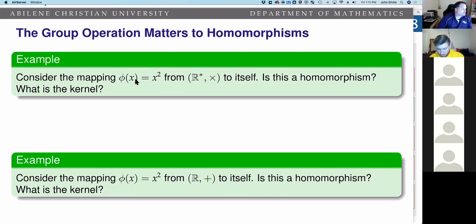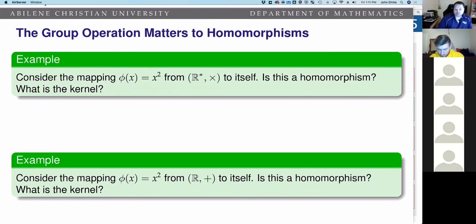So we've got a mapping. It's the square mapping. So we're going to take a real number minus 0, so throw away 0, under multiplication. So our operation is multiplication here, and we're going to square whatever we get. So is this a homomorphism?